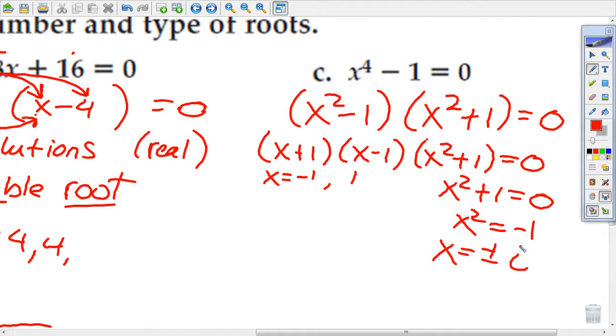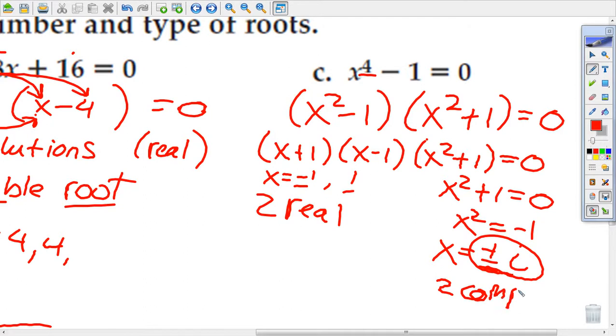So you can tell by the degree whether or not you've got them all. 1, 2, 3, 4. So there are 4 of them. And how many of these are which type? Well, these 2, the negative 1 and the 1, they're real. And how about i and negative i? Those are 2 complex roots, or imaginary roots.